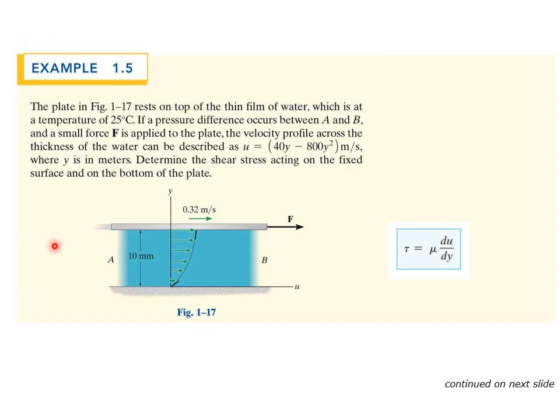So let's take a look at example 1.5 in our textbook. Here he shows a plate that rests on top of a thin film of water at a temperature of 25 degrees C. If a pressure difference occurs between A and B, and a small force is exerted on the top plate, the velocity profile between the two plates can be described by a simple formula. He just gives us this formula. He says y is in meters. Remember, y is the distance between the plates. He wants us to determine the shear stress acting on the fixed surface and on the bottom of the plate.